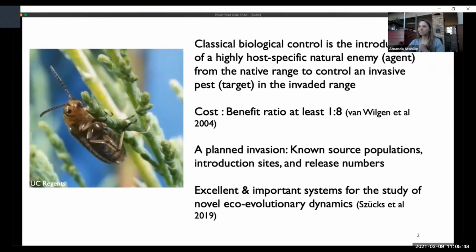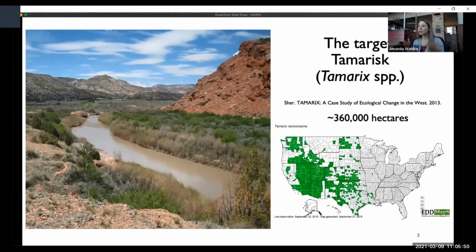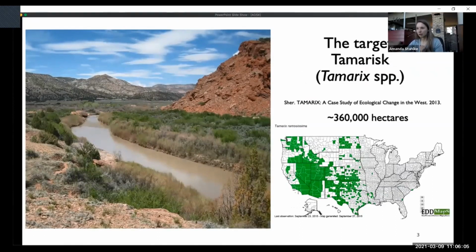Now, to focus in on my focal system, I will take you out to the desert riparian Southwest, to this riparian ecosystem here. Tamarisk is this kind of pale shrub along this riparian corridor.